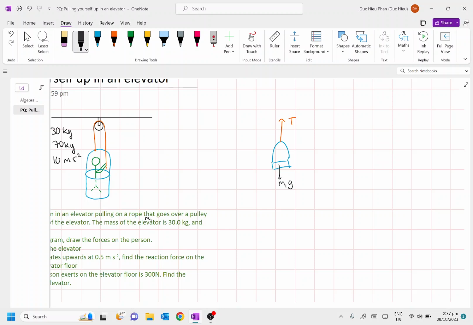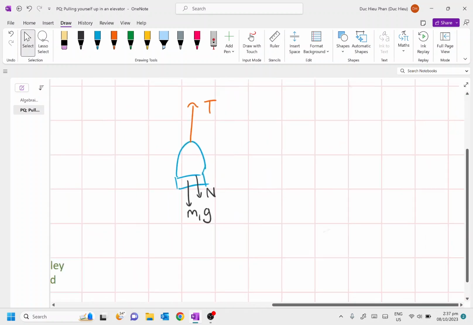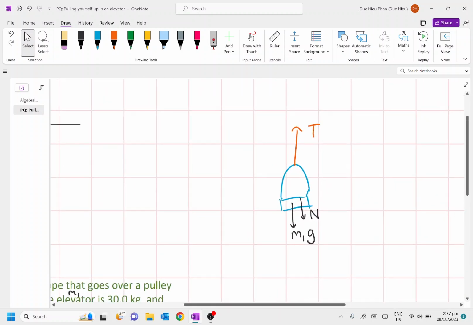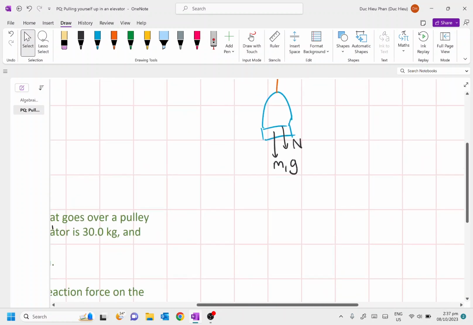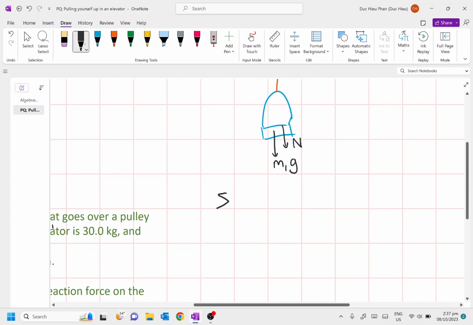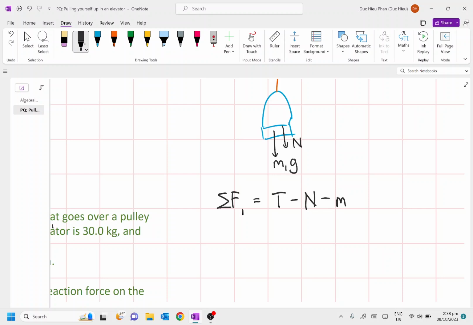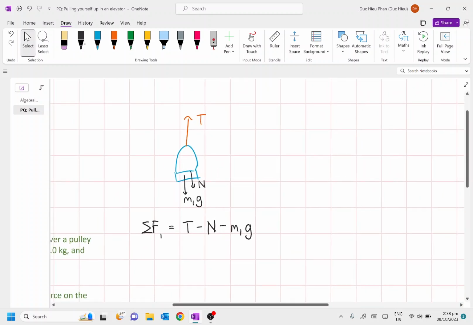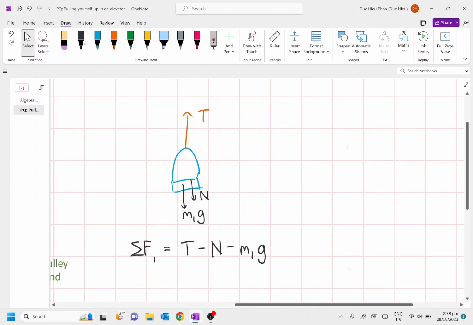And we also have the normal force of the person that's pushing it down, which we'll just write N, because we're going to be comparing normal forces and it's equal on both. So the elevator gives the same amount of force up to the person as the person exerts down on the elevator. So we'll just label it N. And so that is the free body diagram of the elevator. That's all the forces acting on it. And so we can write the sum of forces on the elevator, on body 1, as tension minus N minus M1 times G. Right, that makes sense because they're in different directions.